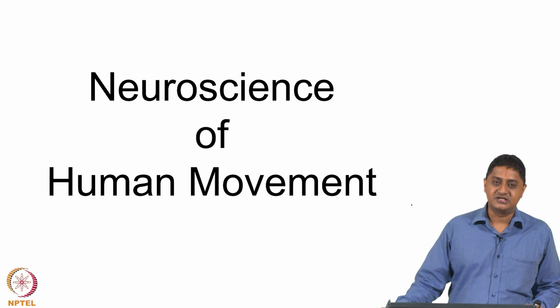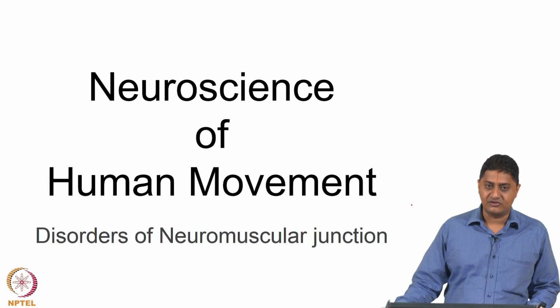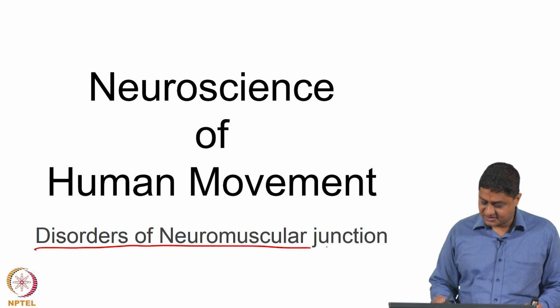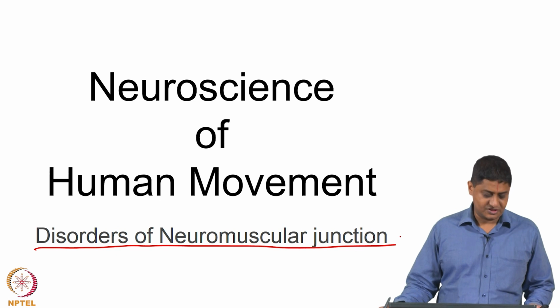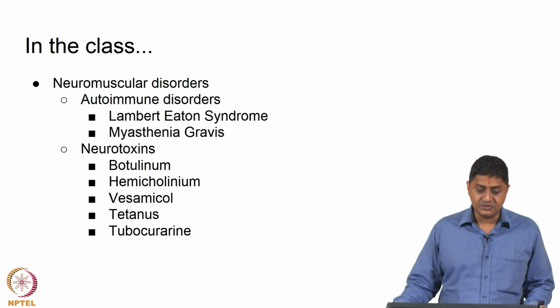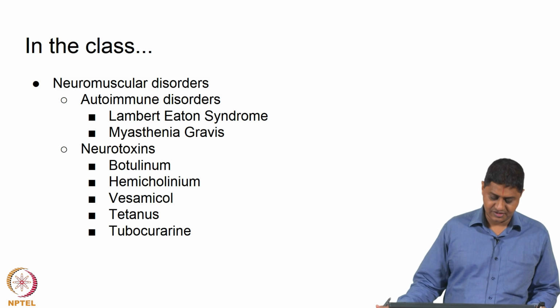Welcome to this class on Neuroscience of Human Movement. In today's class, we will be discussing disorders of the neuromuscular junction. In the previous class, we discussed the neuromuscular junction. Let us briefly review that concept and then discuss the various disorders. So, in today's class, we will be talking about disorders of the neuromuscular junction.